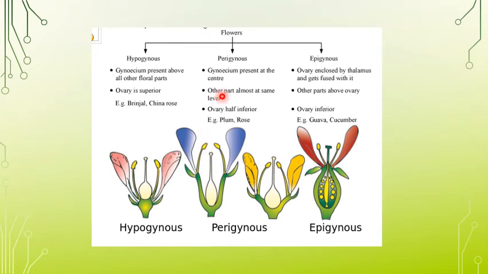And in perigynous, the gynoecium is present at the center. Other parts are almost at the same level. Ovary is half inferior or half superior. And here you can see the ovary enclosed by the thalamus gets fused with it. Other parts above the ovary, the ovary is inferior, that is guava and cucumber. So these are your NCERT images. So kindly draw this diagram in your notebook, and you have one NCERT question at the back, that is an exercise. Last question is there that you have to explain the insertion of the various floral parts.